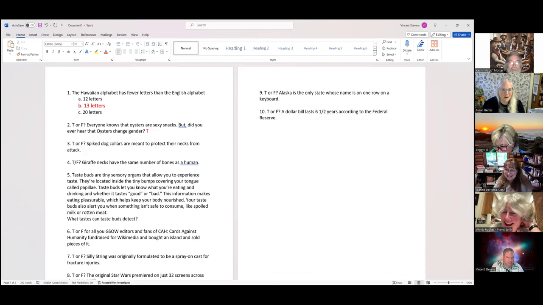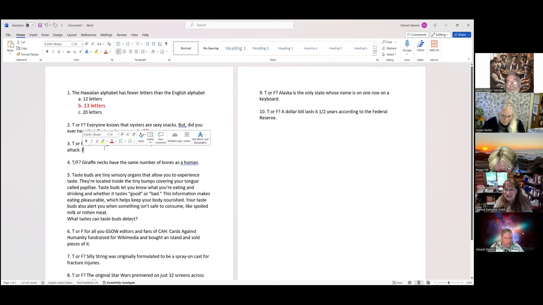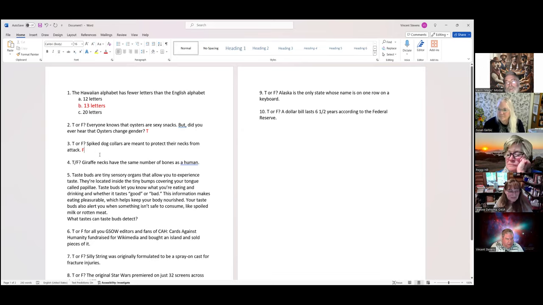Okay, spike dog collars. I don't know. What do you think about that? I think they put the spike collars on just to impress their neighbors. I think it's because in dog fights, the dog can grab the other dog's neck. They won't do it when there's something that hurts them. So it is to protect their necks. It's during fights. Well, so it's protecting. Then that's true. I think it's true. Okay. I think it might be true.